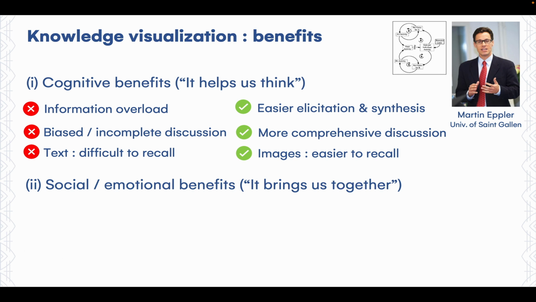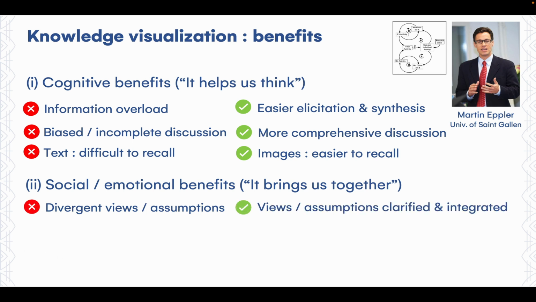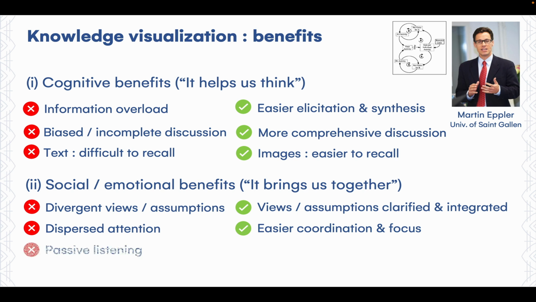But there are also what we can think of as social or emotional benefits of visualizing knowledge. Divergent views and assumptions can be seen as conflictual when we are talking at each other in a room. If you can find an image that brings these different views together, it can integrate, clarify, and maybe remove the potential for conflict within the group. When you're talking through a problem, maybe different people are focused on different things. Whereas if you have a common image or a metaphor, this can help focus the group's attention and therefore coordinate a possible solution.